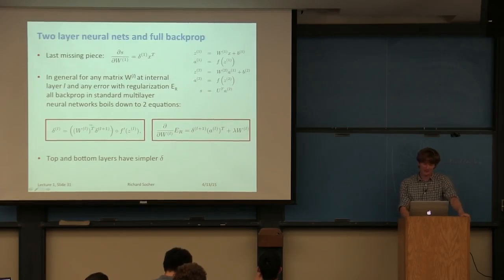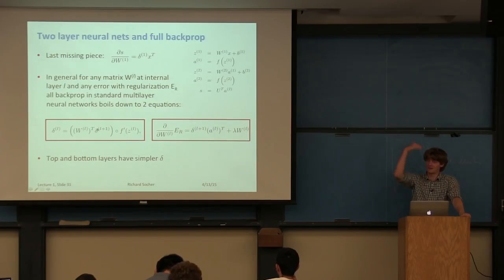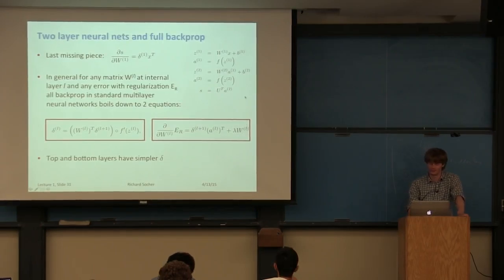Every time you have your delta messages, your delta message at the current layer comes by multiplying W transpose times the delta message of the previous layer, times an element-wise derivative of your activations at this layer. And then you'll always end up with this outer product of the delta message that came into that layer times the activation transposed. And if you have regularization, plus your lambda times your elements of W.